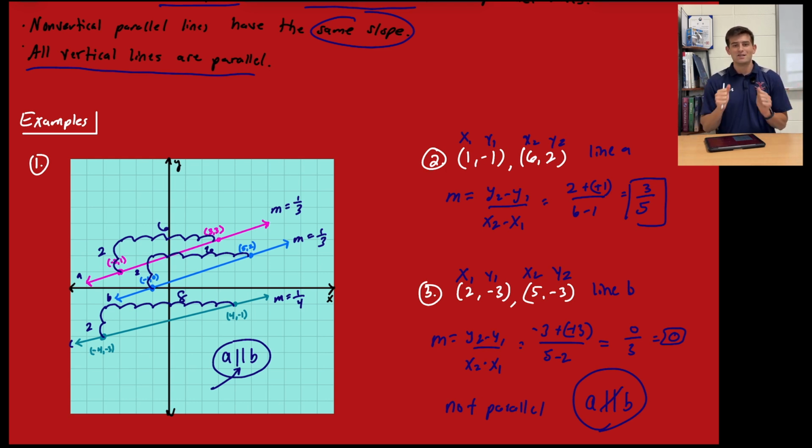So to summarize, two lines in the same plane that do not intersect are parallel lines. And if they are parallel, that means when you go to find their slope, it's going to be the same thing. So it's a little bit about parallel lines and slope.